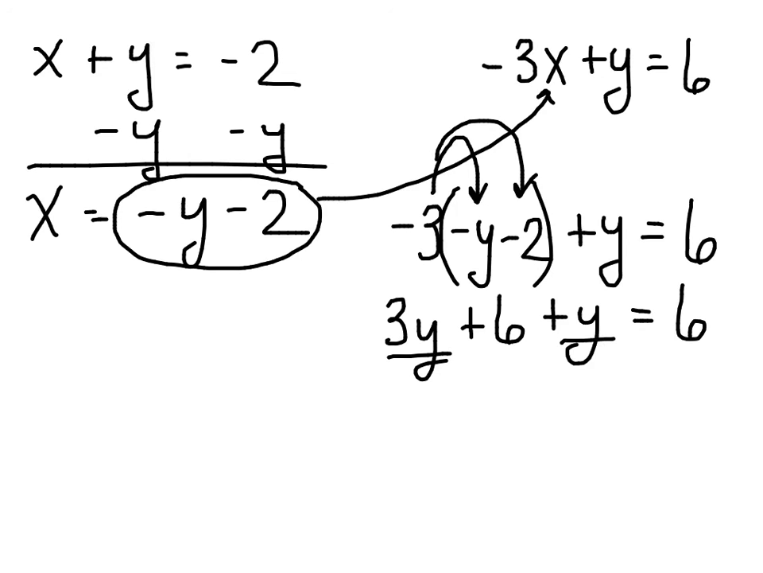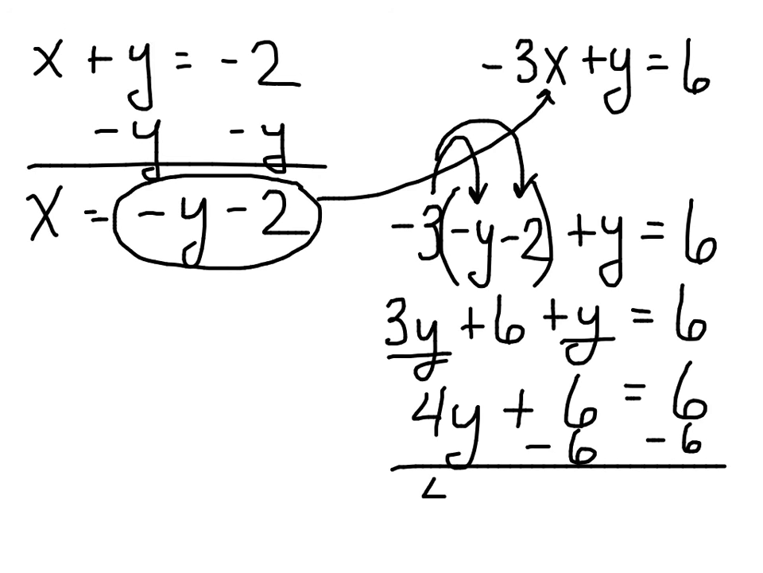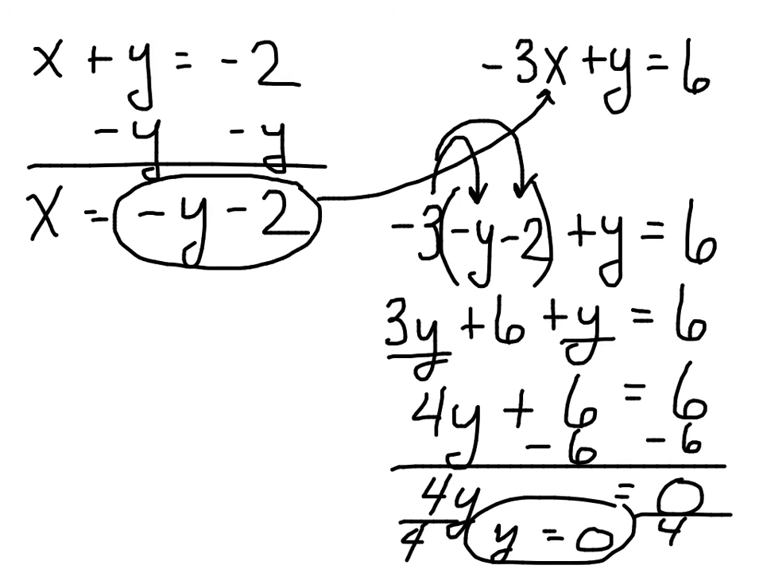Combine my y's. What's 3y plus 1y? 4y. 4y plus 6 equals 6. Now what? Subtract 6. What's 6 minus 6? 0. How do we get y by itself? Divide by 4, right? That's okay. You can get 0. Y equals 0.